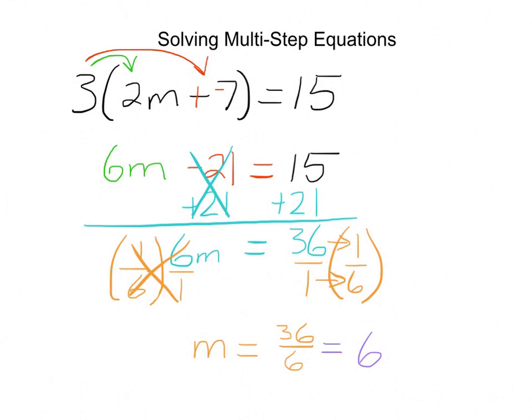And again, if we wanted to check that, we would take our value of 6 and put it back into the original equation for the value of m, and we'd have 2 times 6, which would be 12, and then 12 minus 7, or plus negative 7, which is 5. Then we'd have the 3 times the quantity of what we just solved, which we found was 5, so we'd have 3 times 5, which of course is 15. So our values were correct.